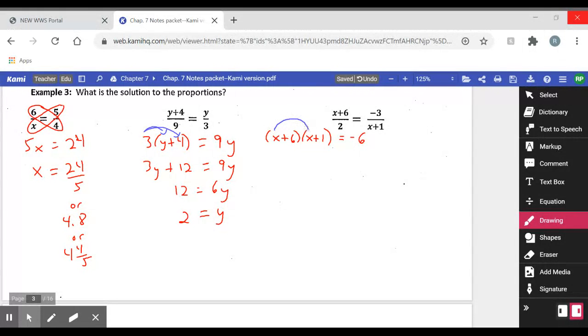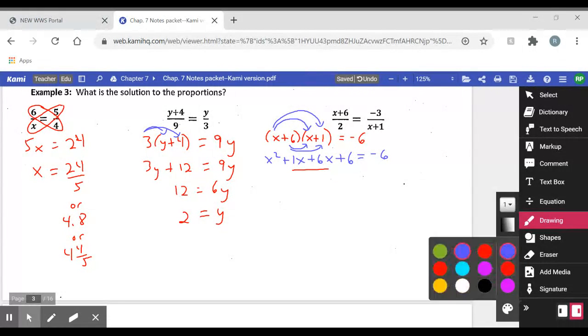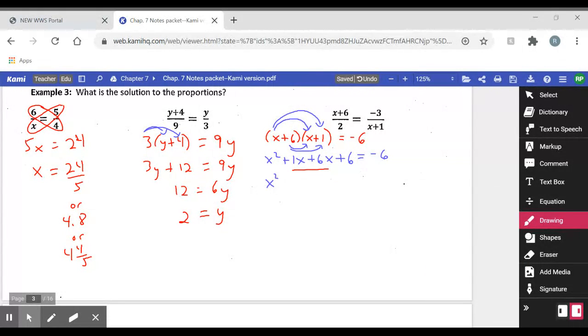But I'm going to multiply x times x, and remember that's going to be x squared, not 2x. And then x times 1 is just 1x, or you can just write the x. And then the 6 times x is 6x, and then 6 times 1 is 6. All right, and then all of that is equal to negative 6. I can combine my like terms together here in the middle. So that gives me x squared plus 7x plus 6 is equal to negative 6.